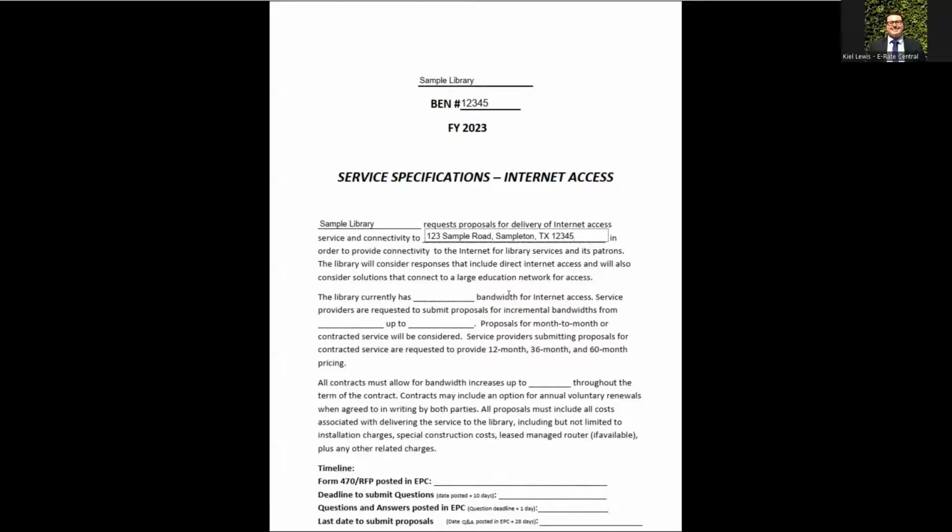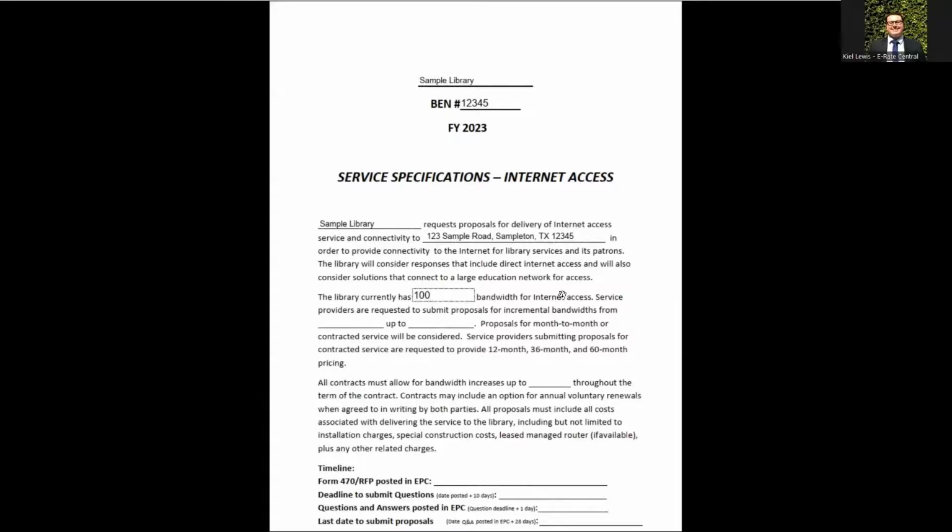In the second paragraph here, it details the current bandwidth that the library currently receives, in addition to information on the maximum bandwidth that the library may be seeking. So you can check for your internet bandwidth on your internet bill, or check with your service provider, or check on your internet contract or agreement if you have one available.